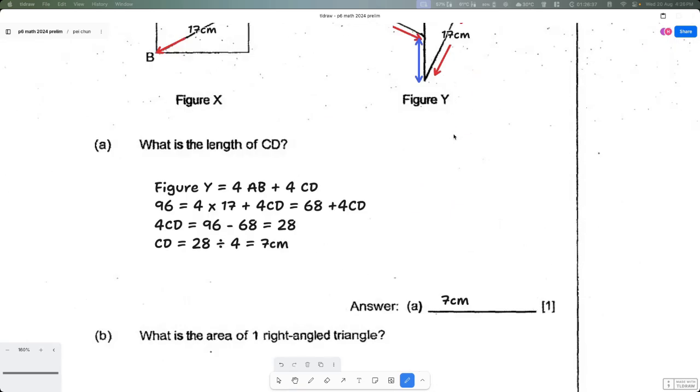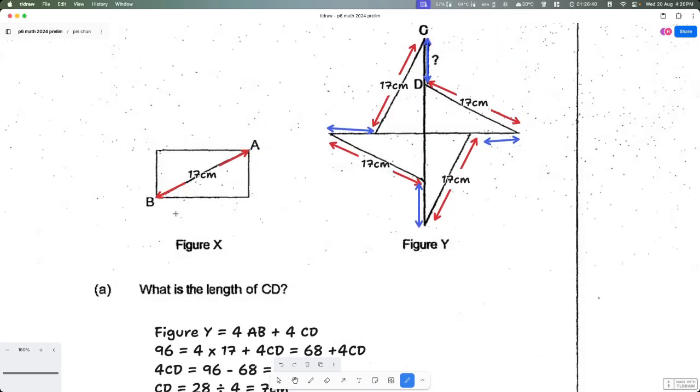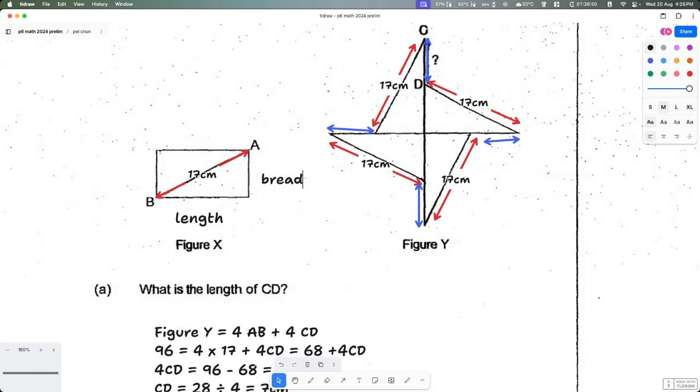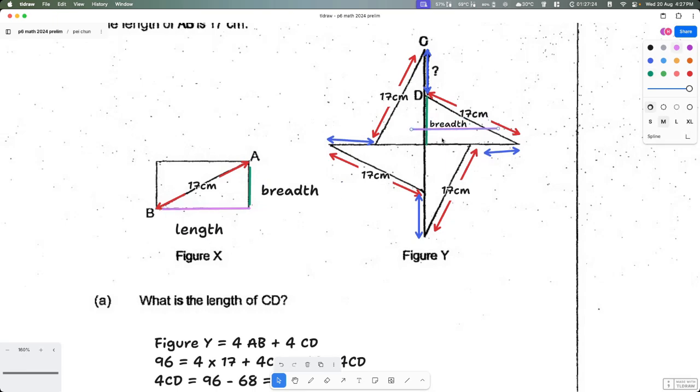We just need to get the length and breadth. Let me use different colors again and draw the line. This is the breadth, and then this whole thing is the length.